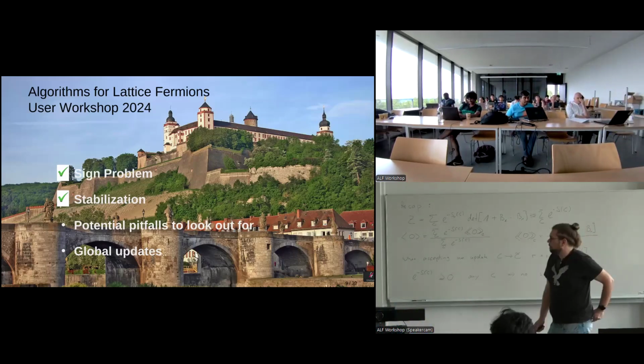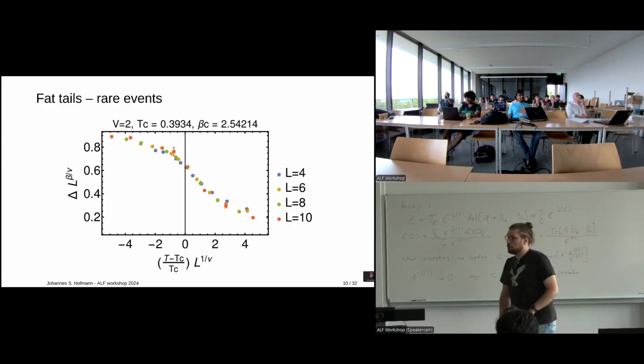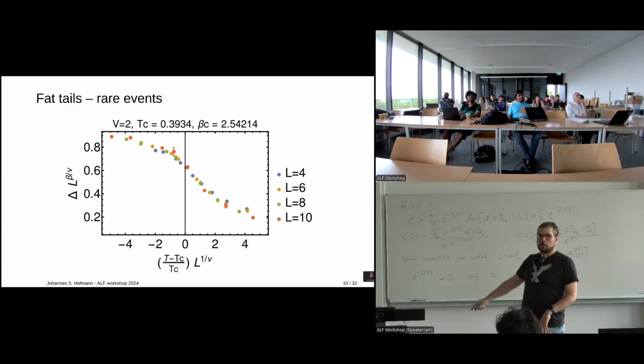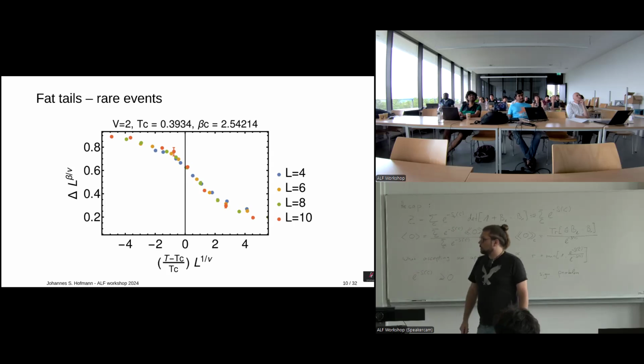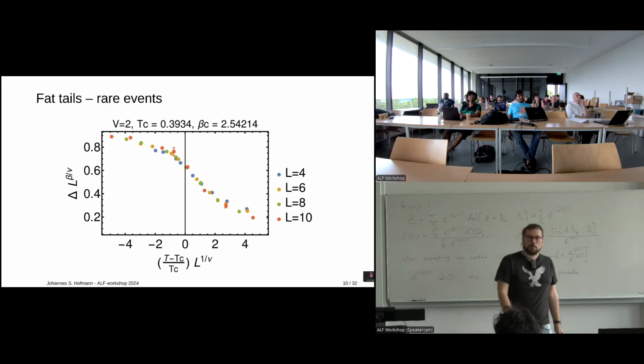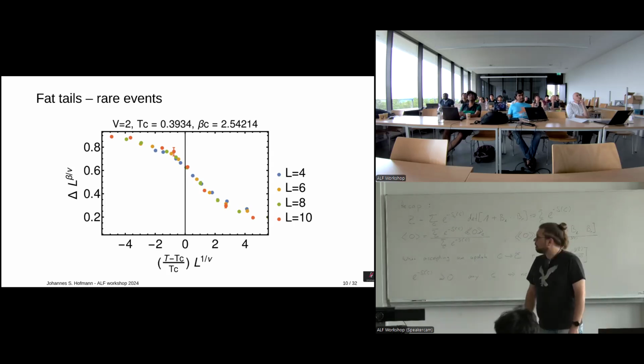So, okay. Then let me talk a bit about potential pitfalls and ask you a question right away. What's wrong with this plot? Let's say you have done a simulation. This is the data that you get. All of the data points are plotted with error bars. What's wrong with this plot? The fluctuations are larger than error bars.